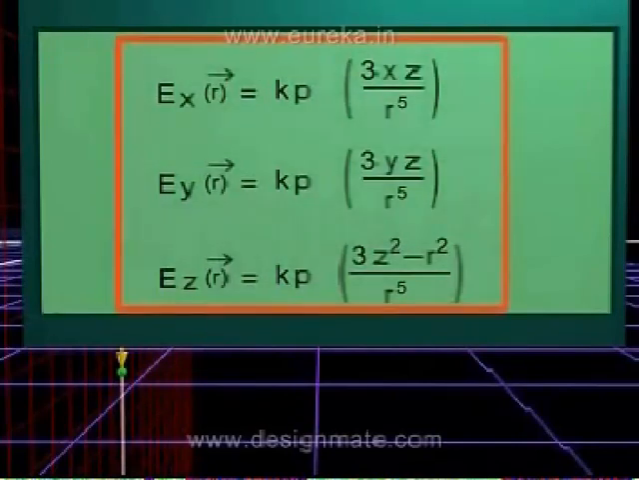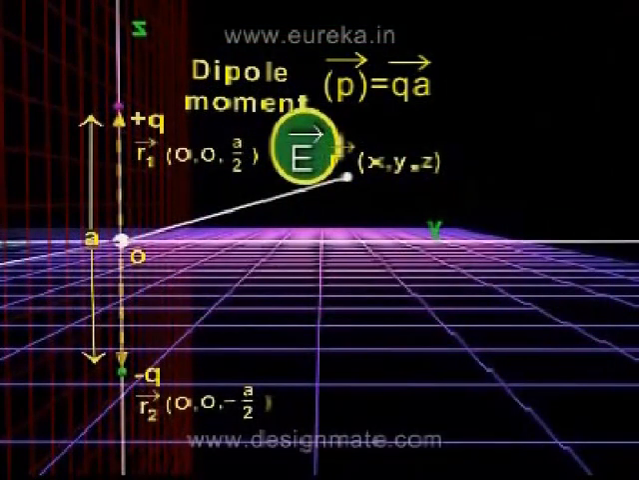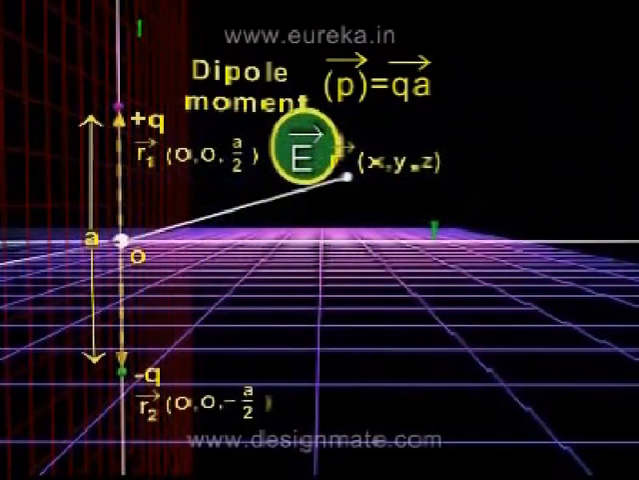Using these equations, we can obtain the field vector near point (x, y, z) if the separation between two charges of the dipole is very small. It is called a point dipole. And in such cases we can find the electric field of a dipole at any given point with the help of these equations.